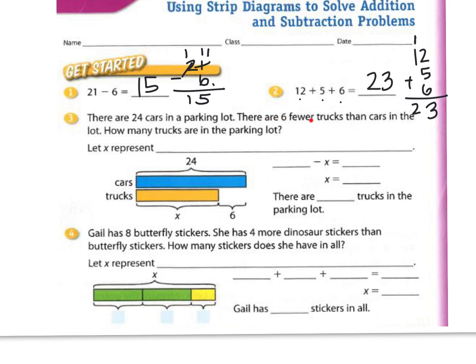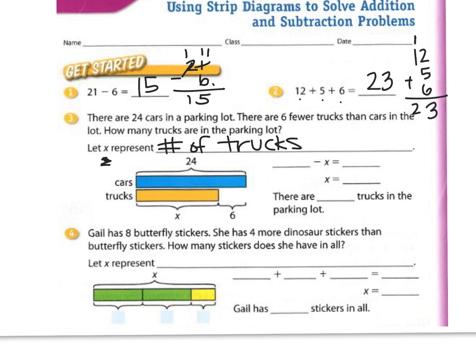It says in number 3, there are 24 cars in a parking lot. There are 6 fewer trucks than cars in the lot. How many trucks are in the parking lot? Well, we don't know. We know that there are 24 cars and there are 6 fewer trucks. So if we look here, we don't know what the number of trucks is. So we are going to let x, our variable, represent the number of trucks.